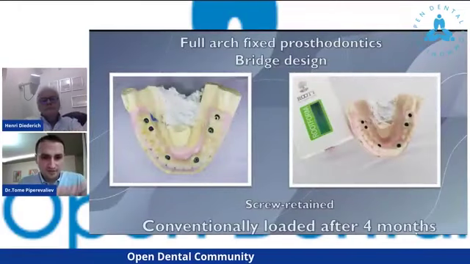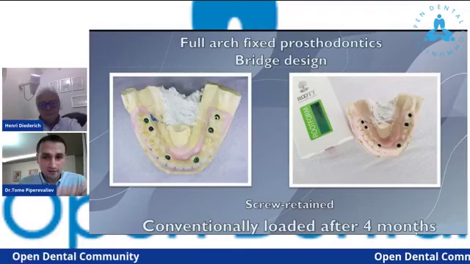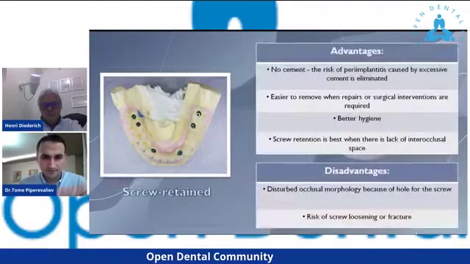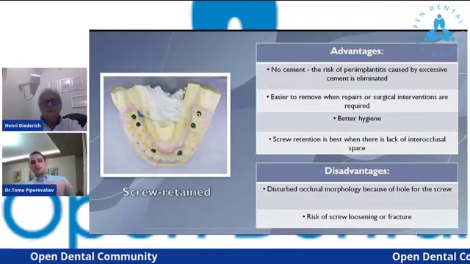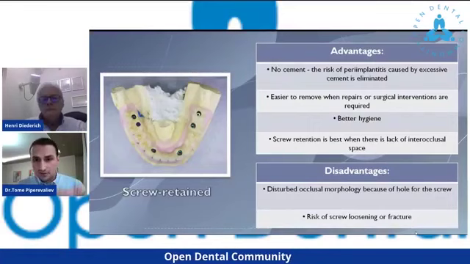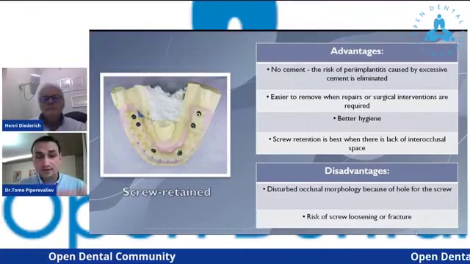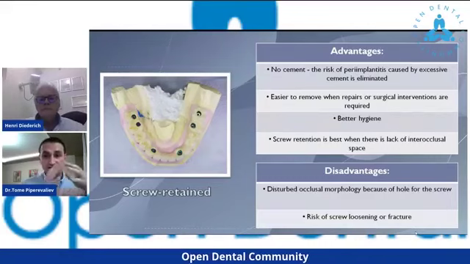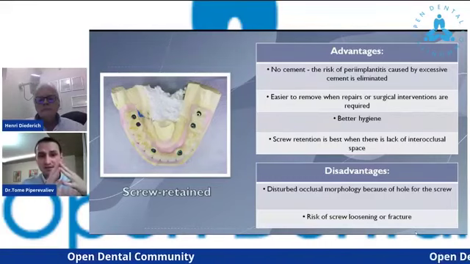So let's continue. As I said, firstly, I will present a screw-retained bridge, metal ceramic bridge on 6 implants. So what are the advantages of screw-retained construction? The major advantage is that there is no cement. So the risk of peri-implantitis as a result of excessive cement is eliminated.